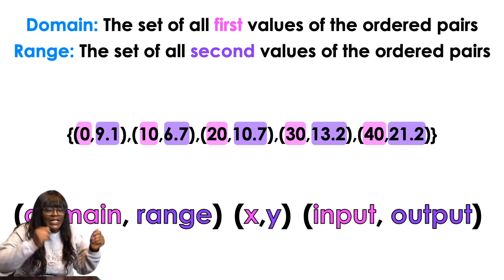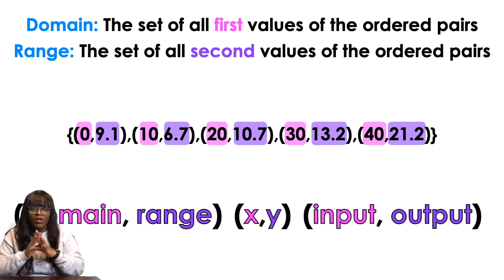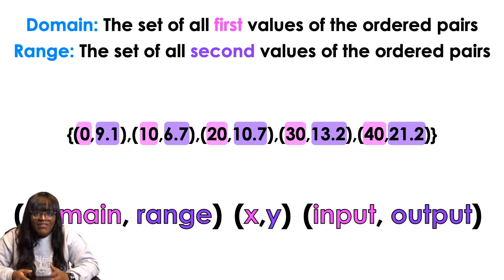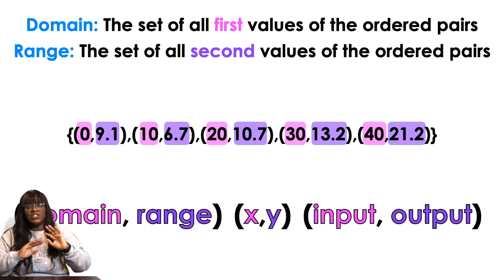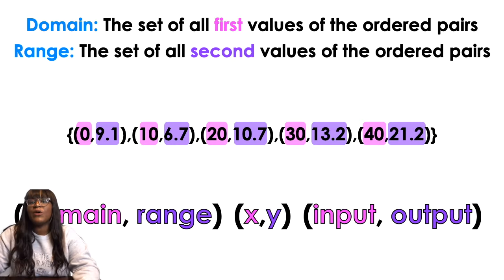So domain is your X values, is your input, all the same thing. Your range is your Y values and your output. Those are all the same thing. So you can use all those words to describe all those things.